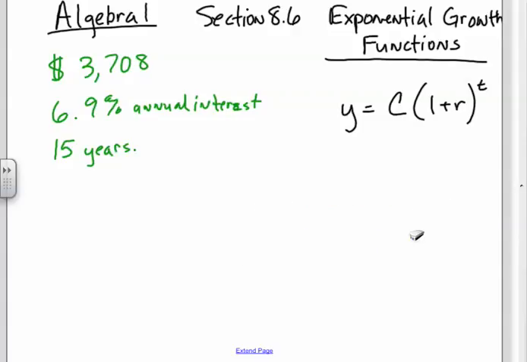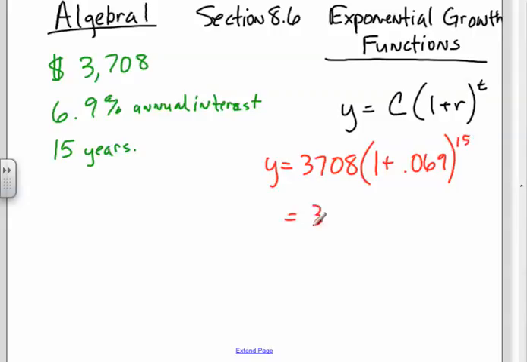Okay, let's go ahead and see what happens with this problem. I'm going to plug it in. You're going to need your calculators, guys. You've got to have your scientific calculator, so just make it happen. Y is equal to the initial amount, which is 3,708, times 1 plus 0.069. Remember, I've got to write that percent as a decimal when I put it in my problem. And it's 15 years. Now, we're going to use PEMDAS, guys. First thing I do is simplify what's inside the parentheses, and I'm going to get 1.069 to the 15th. Then I'm going to deal with exponents.